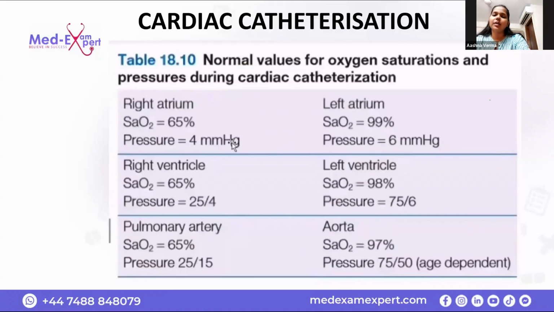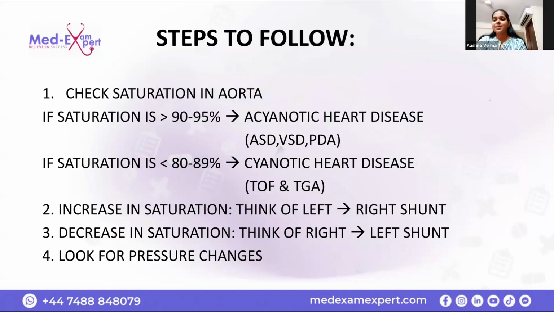So for a child who is 10 years of age, maybe a pressure of 100/60 being normal for aorta. Okay, so that depends on the age. Now coming to steps that you need to follow for solving questions related to cardiac catheterization. So first thing first, you need to check the saturation in aorta.